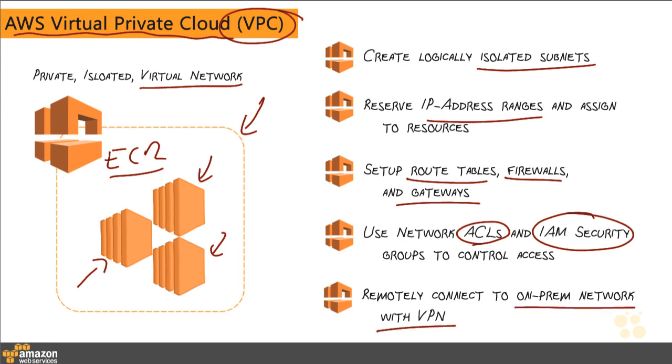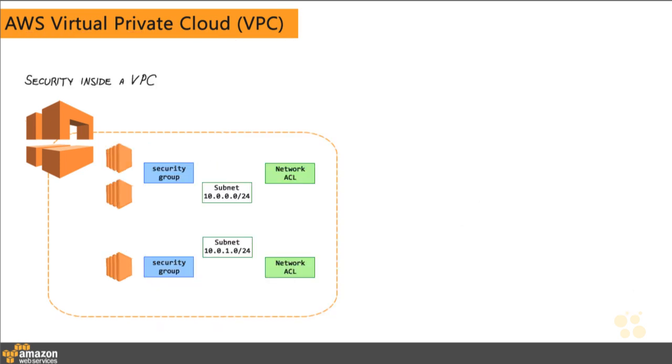And then lastly, with a VPC, you can remotely connect it to your on-premise network using a variety of different VPN connections. One of the more confusing aspects of working with VPCs can be the difference between those two security features I just talked about, network ACLs, NACLs, and security groups. If we take a look at how it's organized, though, I think there's a simple thing that you can keep in mind.